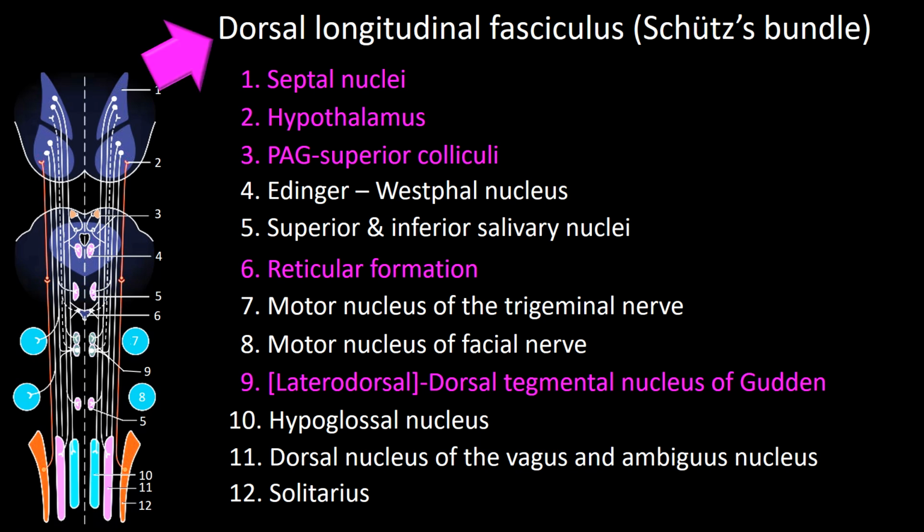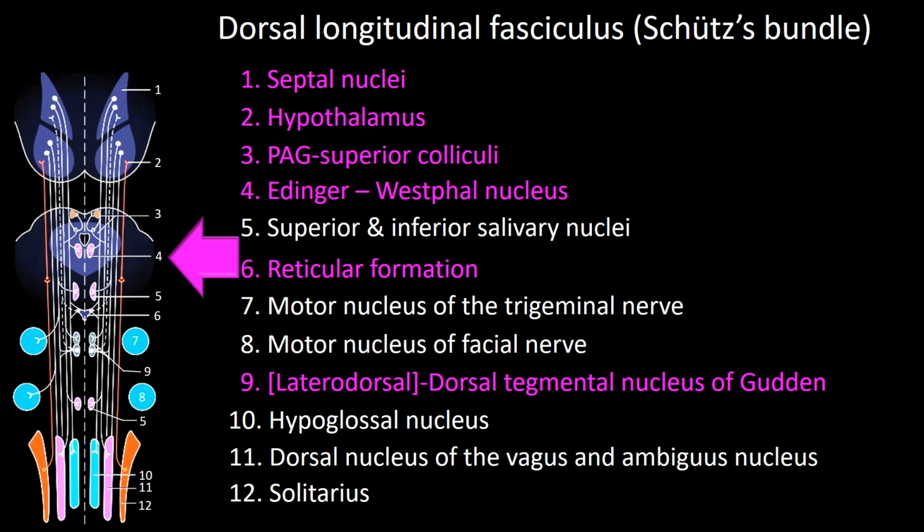Now, let's go back to the anatomy of the dorsal longitudinal fasciculus. After the DLF short fibers pit stop at the periaqueductal gray, reticular formation and the dorsal tegmental nucleus of Gudden, axons from neurons in these structures reintegrate into the DLF and, in conjunction with the long fibers arising from the basal forebrain, innervate several brainstem motor nuclei. The DLF innervates 5 parasympathetic nuclei.